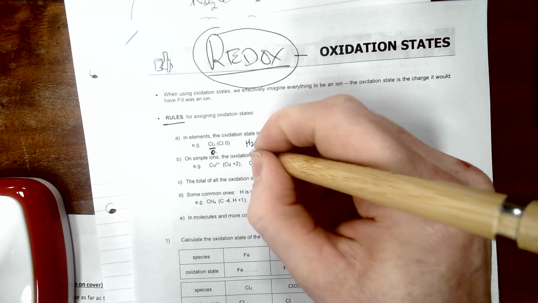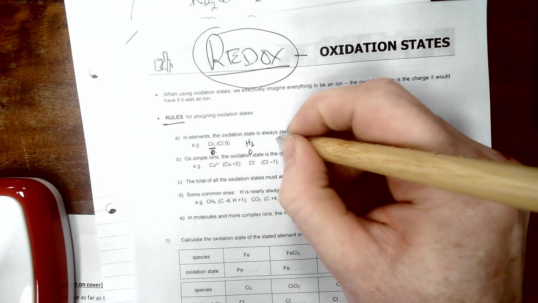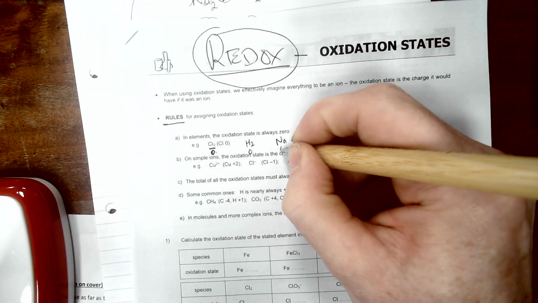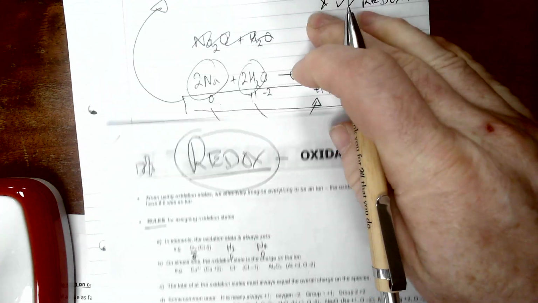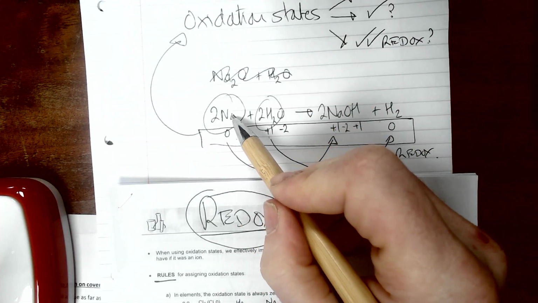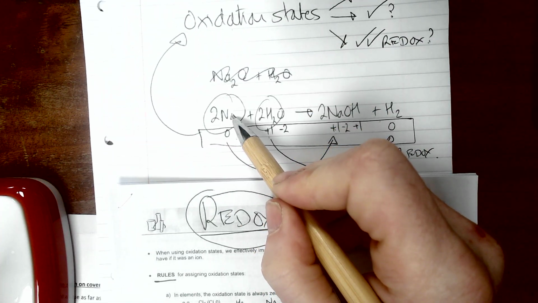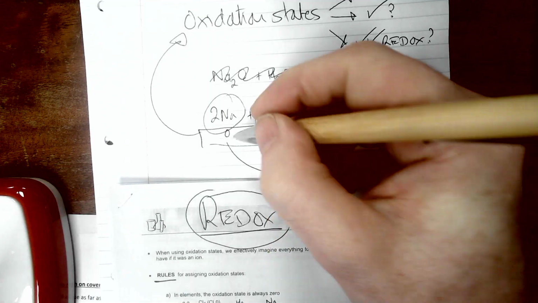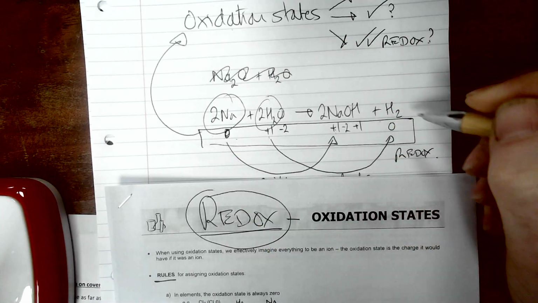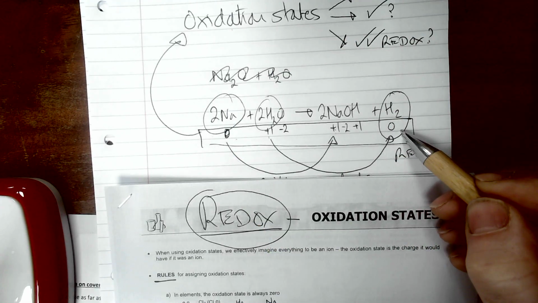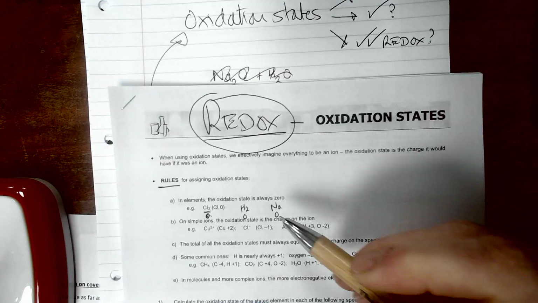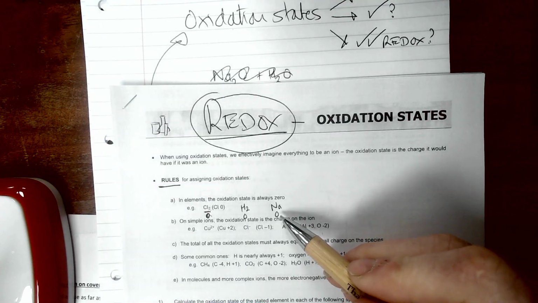The oxidation state of hydrogen, the element, is 0. The oxidation state of sodium, an element, is 0. Look at the example I did a minute ago. Sodium, that's elemental sodium. It's not sodium plus or sodium in a compound. So I just put 0 underneath here. And look what I did at the end as well. Hydrogen, 0. So whenever I see an element, I'm going to write 0.